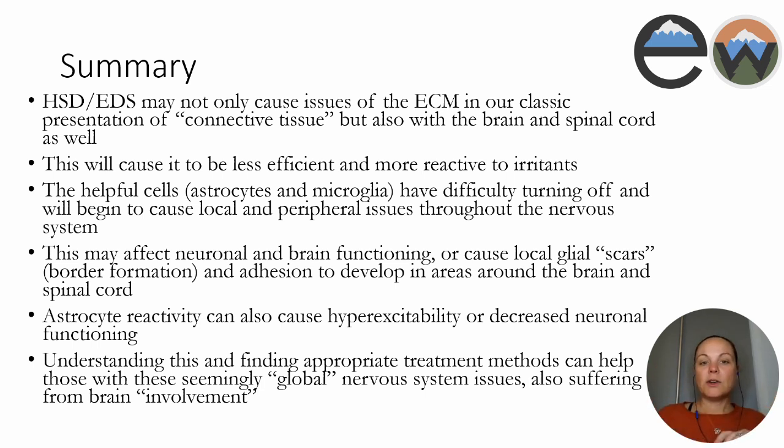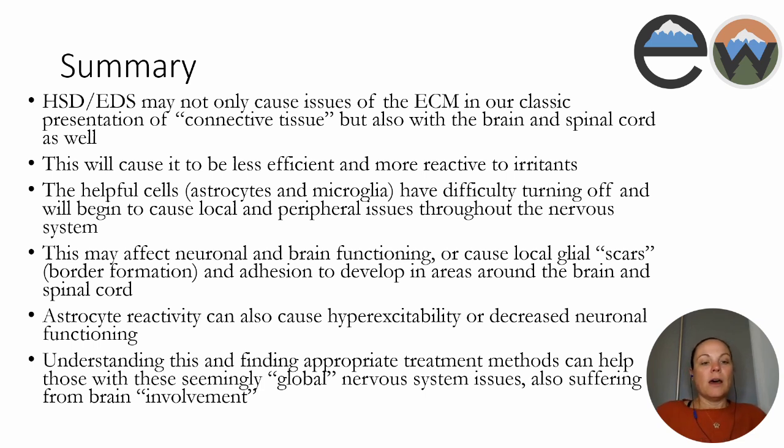So this is really those barrier systems that are set up. We might have more problems with them. It's going to cause it to be less efficient and more reactive to irritants. And what that irritant is going to be is individual for the person and what their body has been through. The helpful cells, the astrocytes and the microglia, might have difficulty turning off and they're going to begin to cause local and peripheral issues throughout the nervous system. So they go from being physiological helpers to creating pathological disorders. And we see that a lot with different systems in the body. We just have to learn how to work with it and provide reinforcement like we can. And that's another talk, number 4.